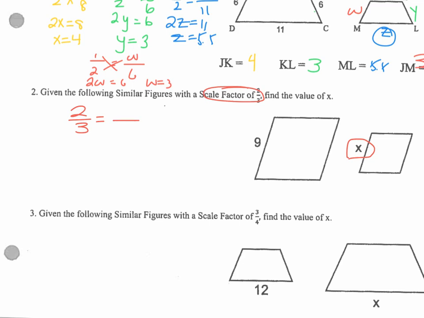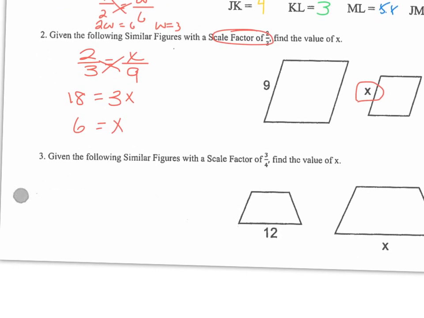So now go back to your proportion over here. Looking at your scale factor, where's the smaller number, top or bottom? Well, it's on the top because 2 is smaller than 3. So since x is on the small shape, it goes on the same side as the small number. So x goes up there, and x corresponds to 9. So cross multiply, I have 18 equals 3x, so x equals 6.